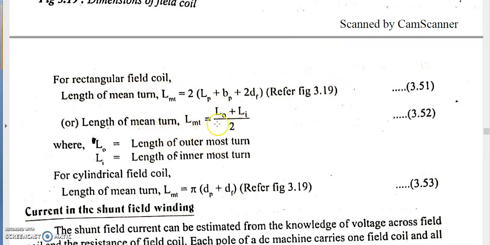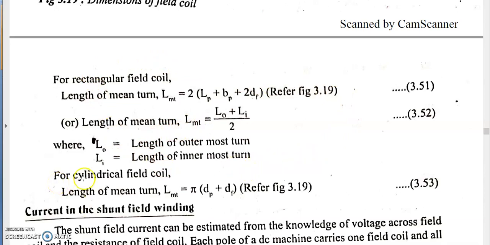The other way to calculate the mean turn is by knowing the inner length of the field coil and outer length of the field coil. LI is the inner length of the field coil, that is the length of the innermost turn, and the outer length is the length of the outermost turn. So by taking the average we can calculate the mean turn length of the field coil. So this is for the rectangular field coil construction.